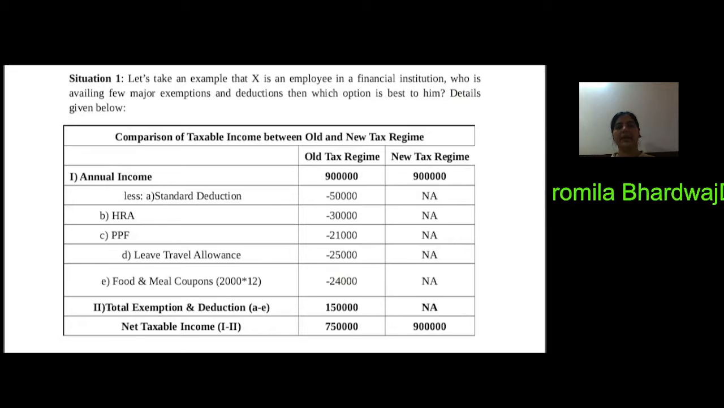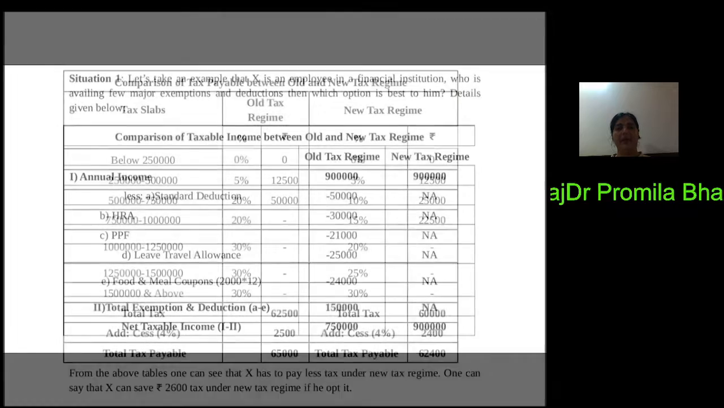Under PPF, section 80C, he may get an exemption of 21,000 if he is investing only 21,000 in PPF. Leave travel allowance is 25,000, and food and meal coupons from his organization are also available, and the total deduction goes to 1,50,000. This is only available in the old tax regime, not in the new tax regime. Now we can easily see from this table that the net taxable income of Mr. X is 7,50,000 under the old tax regime, and in the new tax regime the taxable income is 9 lakh. Now what should he have to pay?